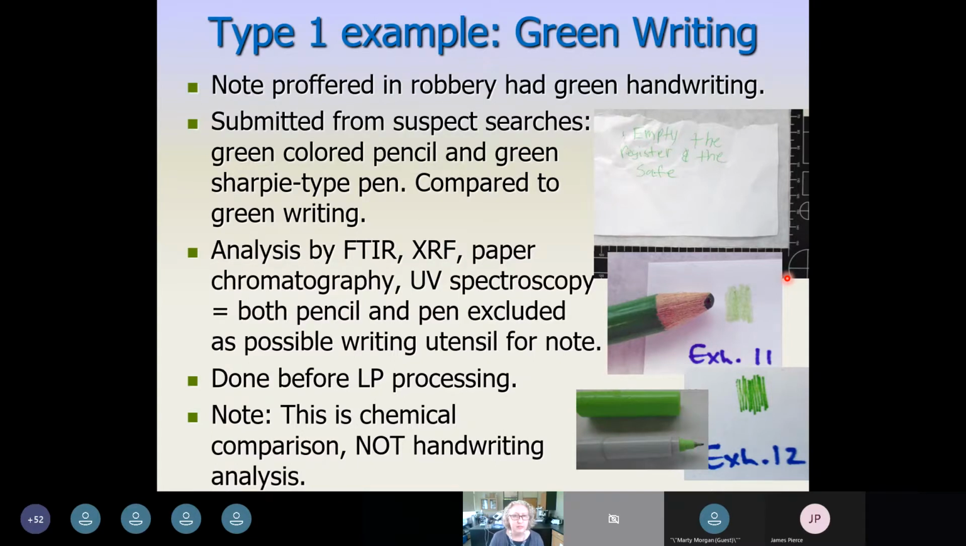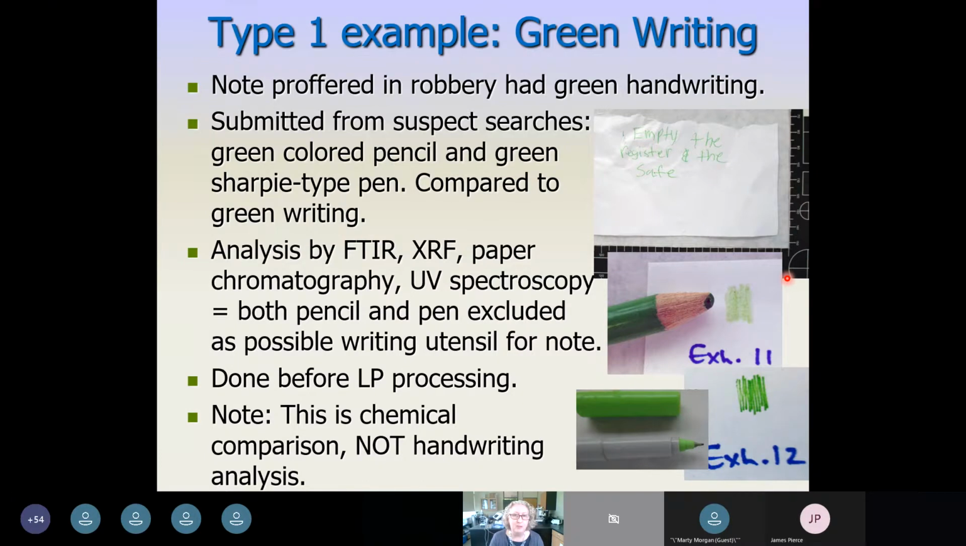But for other situations like this green writing, we really don't have a procedure to analyze green writing and to do comparisons. So we are simply falling back on the basics of the scientific method and utilizing the instruments and techniques that we have in the laboratory that can function to compare the chemical and physical properties of the items at hand. So in this situation, I went and used the FTIR, which is that infrared spectrophotometer, the XRF, which measures the elemental characteristics, as well as two other techniques, paper chromatography and UV spectroscopy.